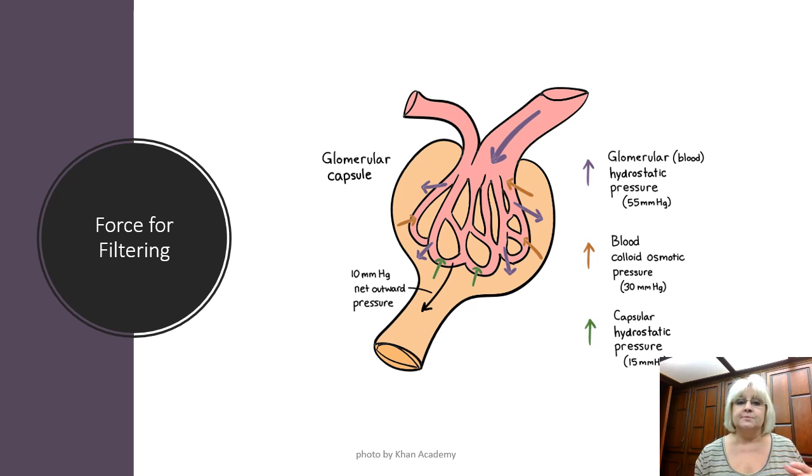So with the glomerular capsule and the arteriole coming in and out, this shows the pressures, so you can follow the different colored arrows and see where the hydrostatic, the colloid osmotic, and the overall pressure is leaving the capsule.